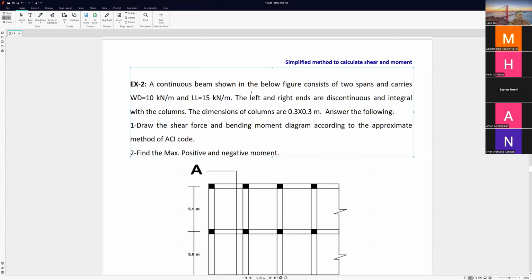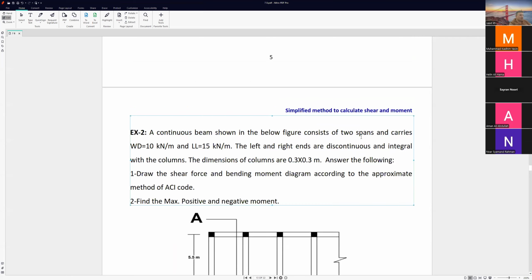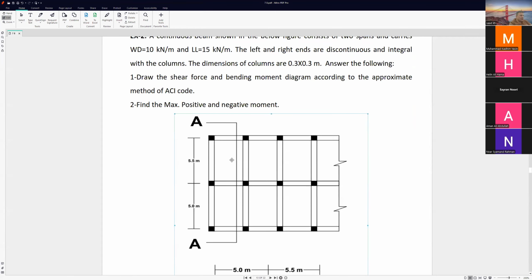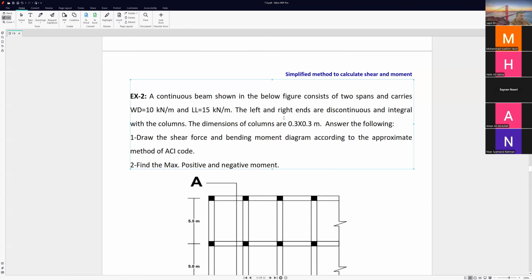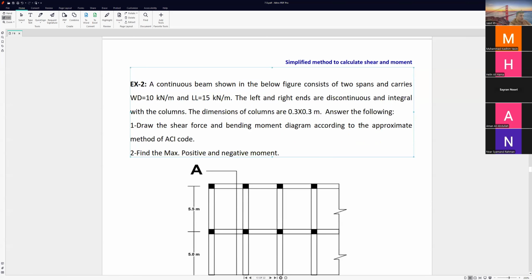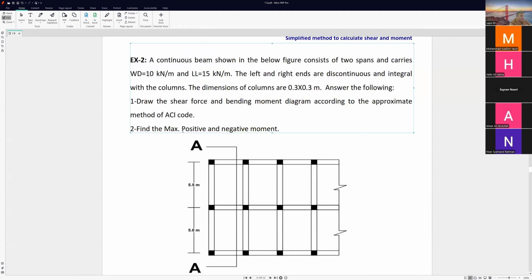A continuous beam is shown in the figure below. Figure one here consists of two spans. Okay, so in the x direction we have continuous span. In this direction, the y direction, we have two spans. So here it's a continuous beam. The continuous beam shown in the figure consists of two spans and carries W dead load and live load. The left and right ends are discontinuous, okay? So, integral with the columns. The dimension is 0.3 by 0.3.